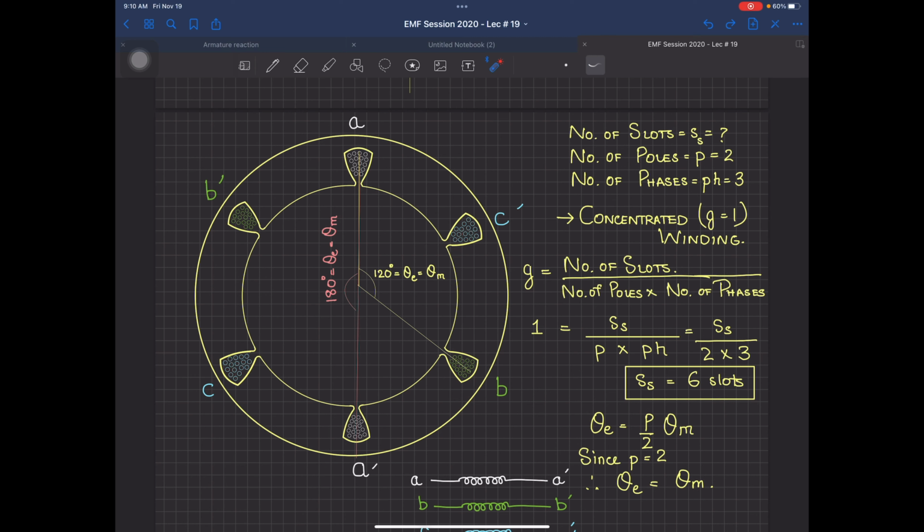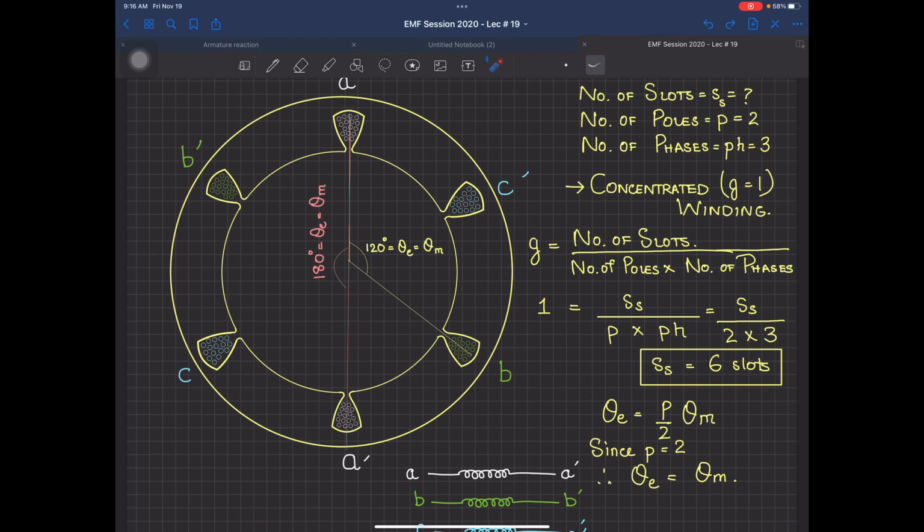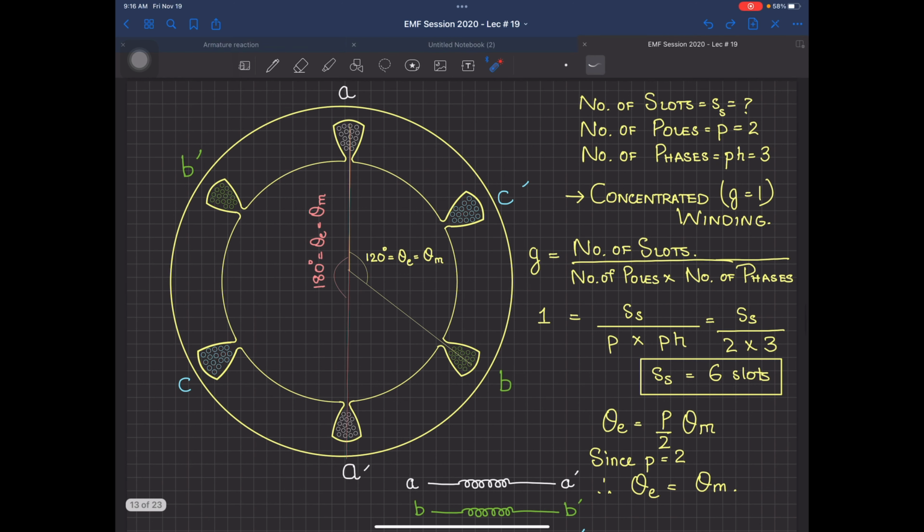Please understand this thing, that A dash, how it is over here. I will show you a 4-pole also just now, but just try to grasp this thing that if your poles are 2, theta electrical is equal to theta mechanical. So this is A dash, B dash, C dash over here. Any questions with this?